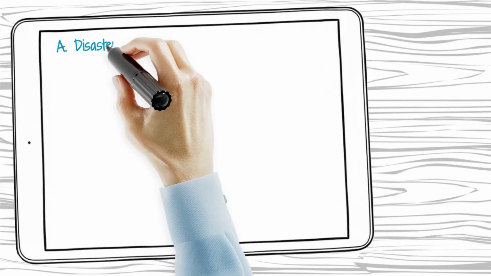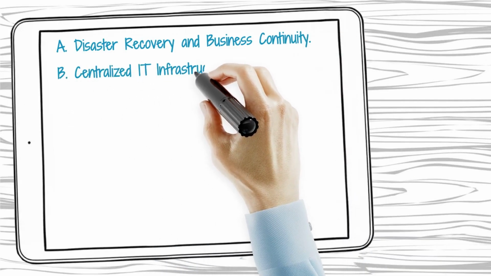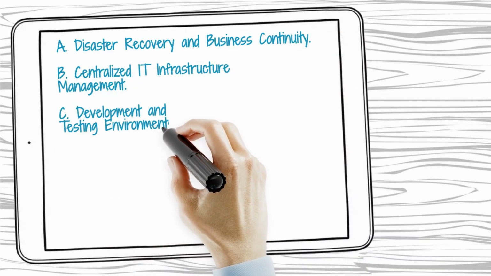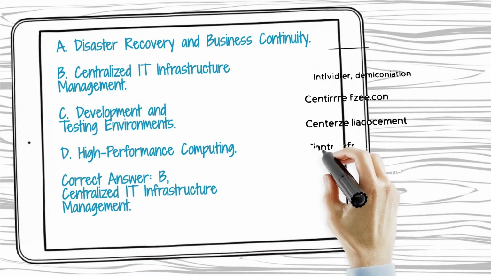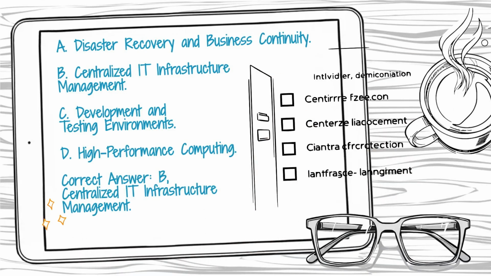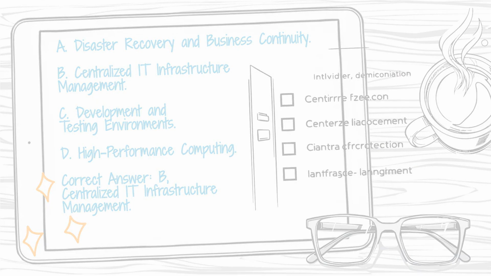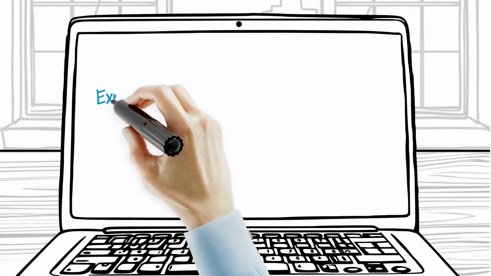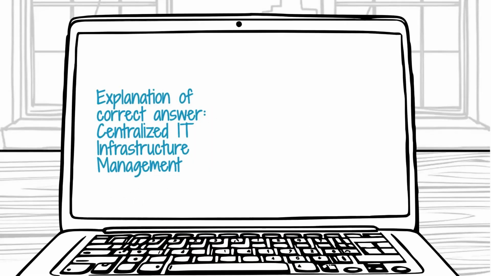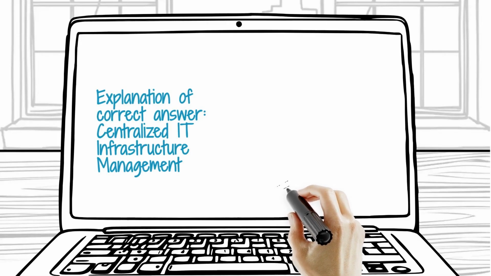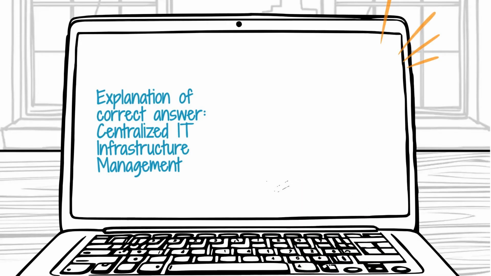A. Disaster recovery and business continuity. B. Centralized IT infrastructure management. D. High-performance computing. Correct answer: centralized IT infrastructure management. The question describes a global manufacturing company with dispersed IBM Power hardware across multiple facilities worldwide, and their goal is to consolidate its IT footprint as part of a refresh program.